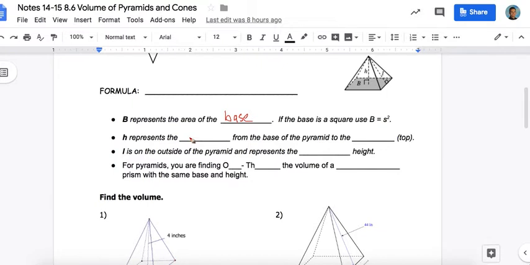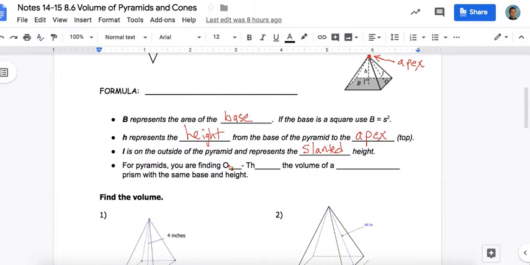H represents the height from the base of the pyramid to the apex or top. And this right here, this is the apex. So let's draw an arrow and label that the apex. L is on the outside of the pyramid, so right here, and represents the slanted height.